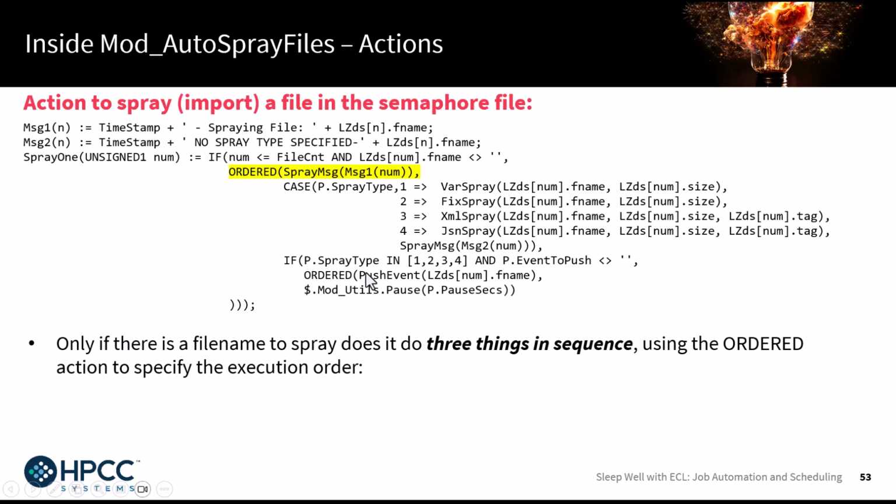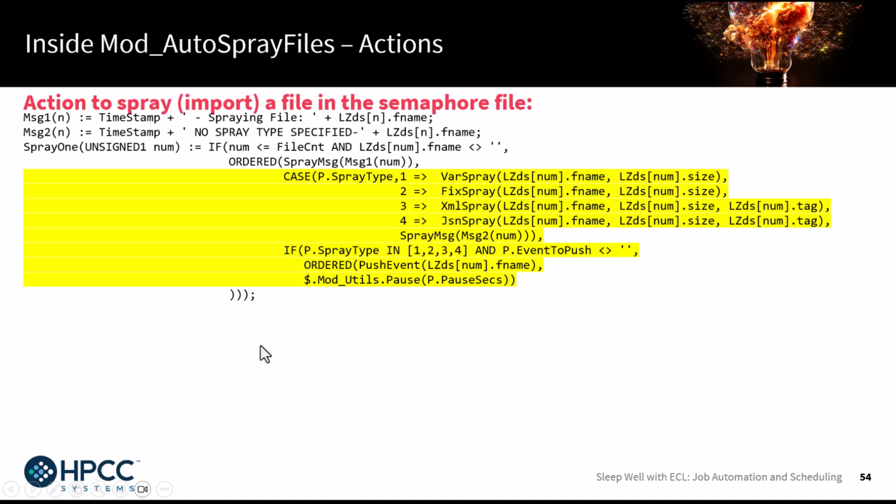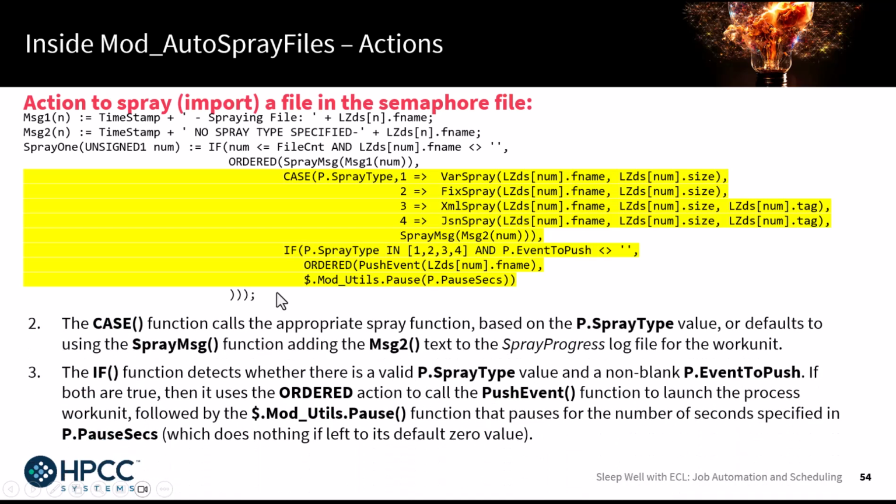Now inside the if, we have the ordered again, which will execute these three things in sequence, starting with the spray message function that adds the message one text for the current file to the spray progress log file for the work unit. What file are we going to spray? What's the file name? Then we jump into the case and if. The case function calls the appropriate spray function based on the spray type value from the interface, or defaults using the spray message function, adding the message two text that says no spray type specified, and then dropping out of the process.